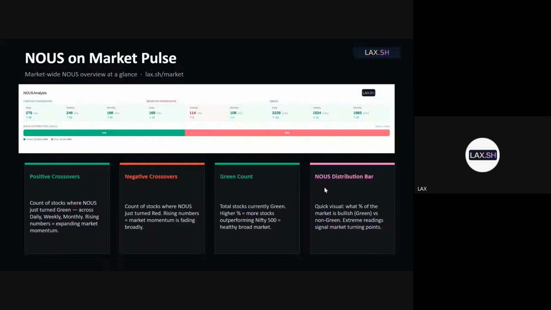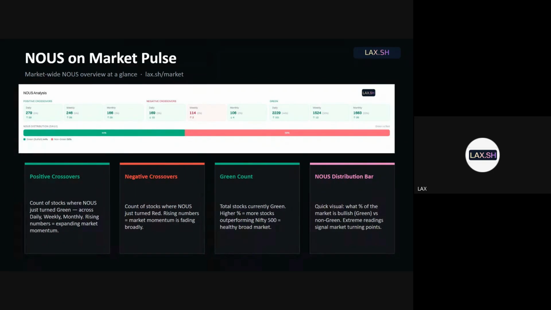News distribution bar, if you see, it tells you how many are green, how many are red. But this tells you based on only daily. So 44% are green, 56% are red. So you can say that there are a lot of stocks which are red, right?